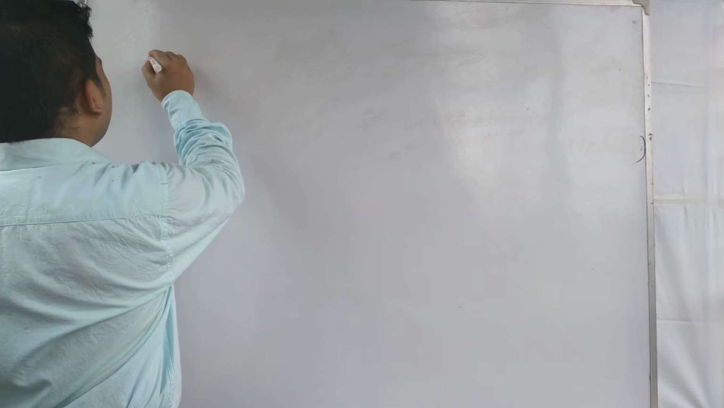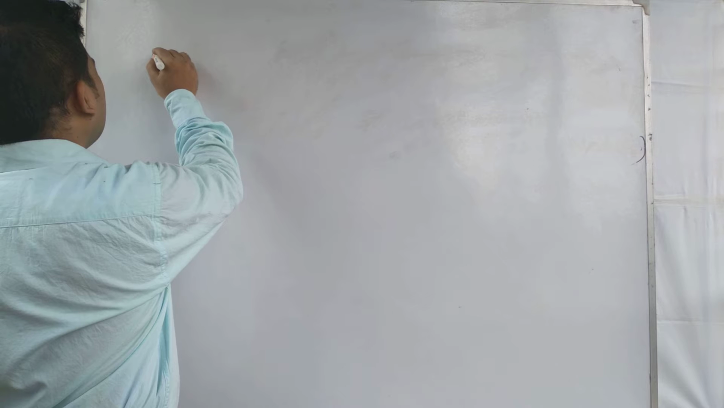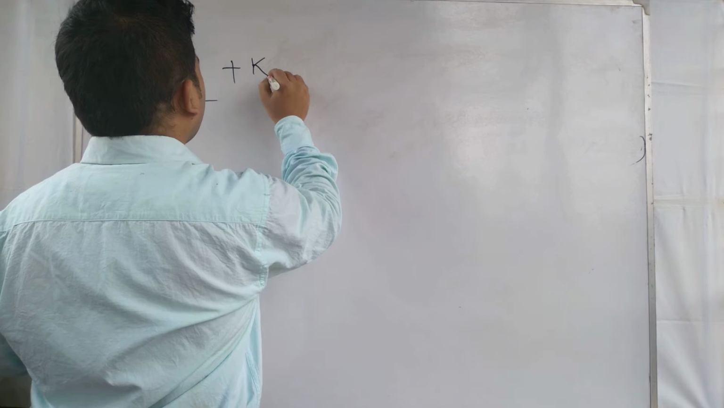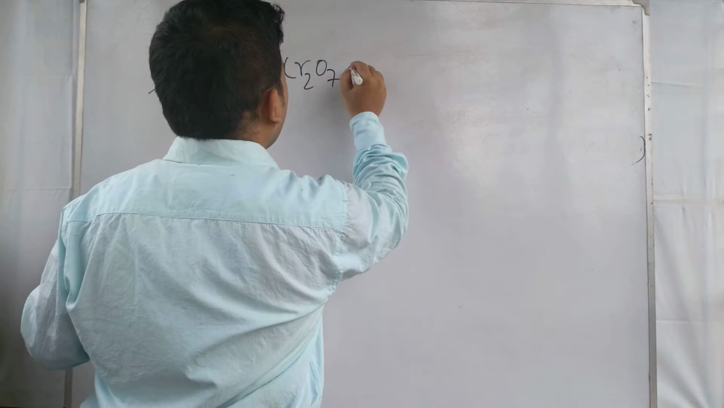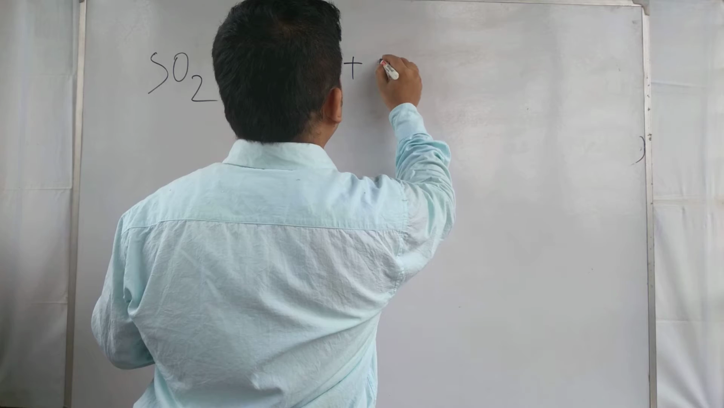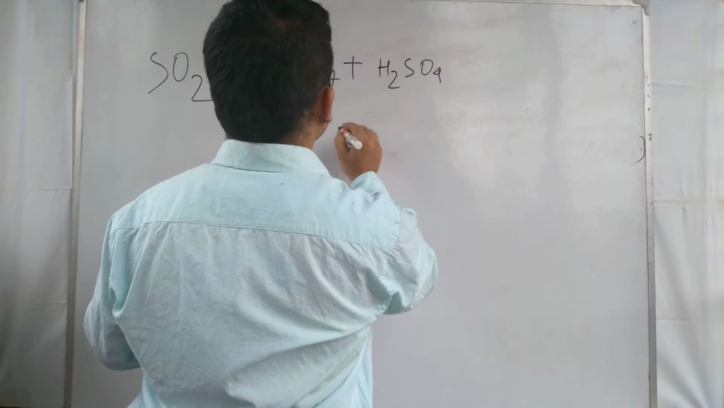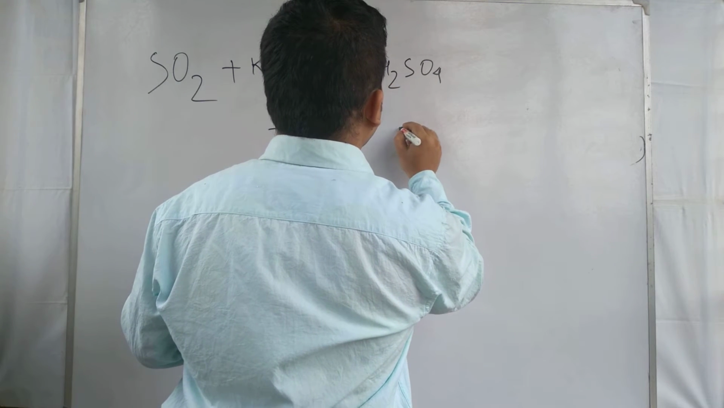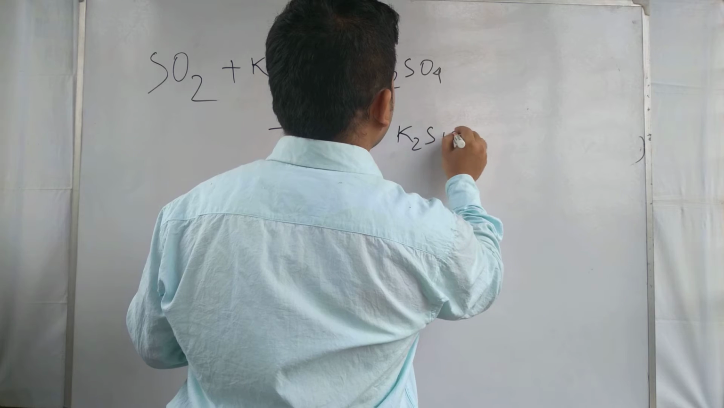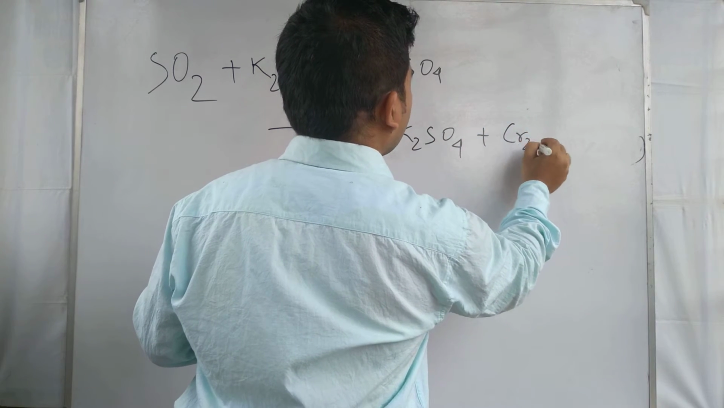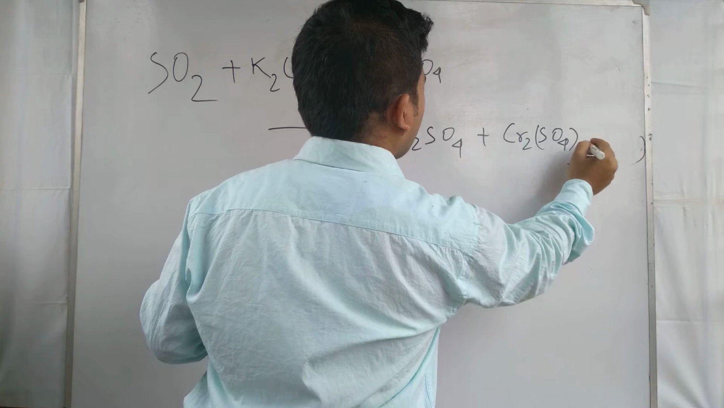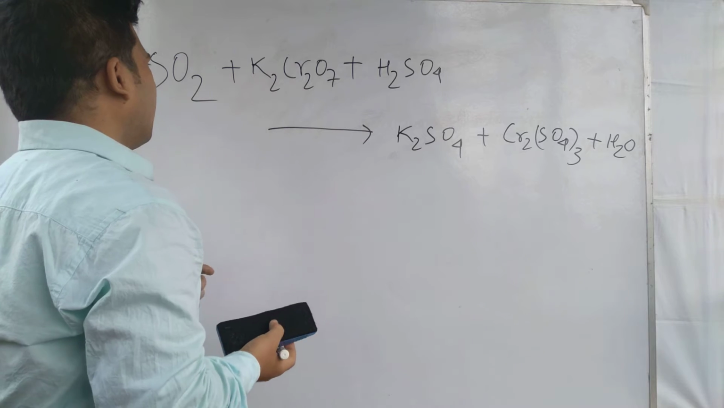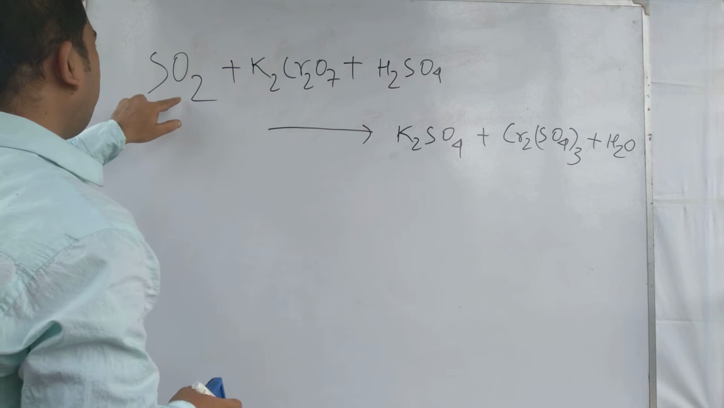Suppose we have to balance a redox reaction: SO2 and K2Cr2O7 plus our third substance H2SO4, and these three substances react together to form K2SO4, Cr2(SO4)3 and H2O. These are the substances forming at the end of the reaction.